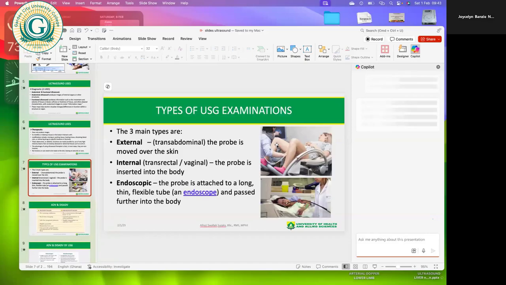Over here, you have images of the internal ultrasound examination being done, whereby the probe has been passed through the patient's private part to visualize specific areas of her pelvis. And here you have another demonstrating the endoscopy, with the thin tube passed through the patient's mouth, through the esophagus, to visualize specific structures within her digestive tract.